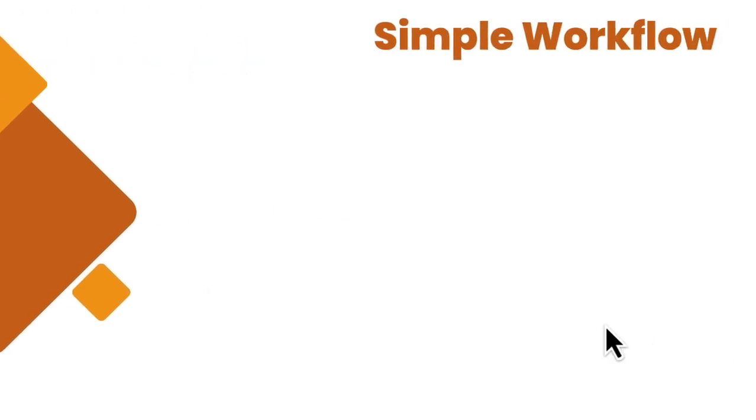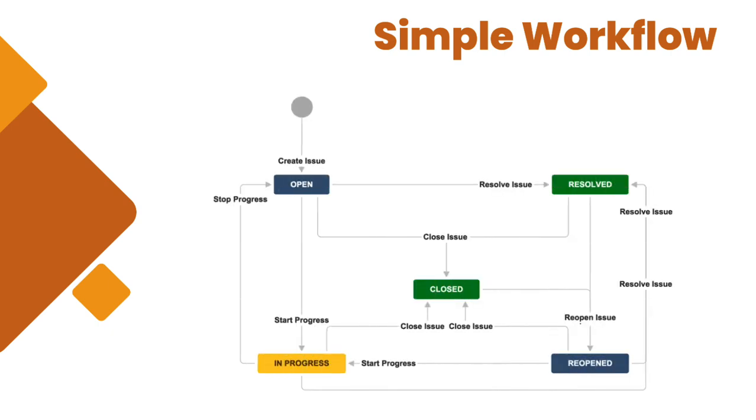Now let's move ahead and I will show you a simple workflow which has 5 states and limited transitions in it. This is an example of a simple workflow. So if we see over here, we have just open, closed, resolved, reopened and in progress states. And the transitions over here are also limited. Therefore, it's very easy for us to monitor the life cycle of an issue.